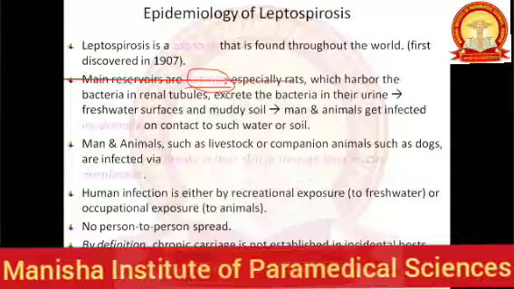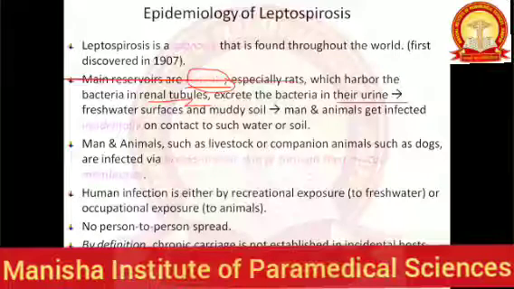Especially rats harbor the bacteria in their renal tubules, and they excrete the bacteria through their urine. When we live in unsanitary conditions with heaps of garbage, rats come and urinate on them, and if we have contact with that rat urine, or the rat urinates in water and we drink that water, it can be transferred to us, and not only to us but also to other mammals.